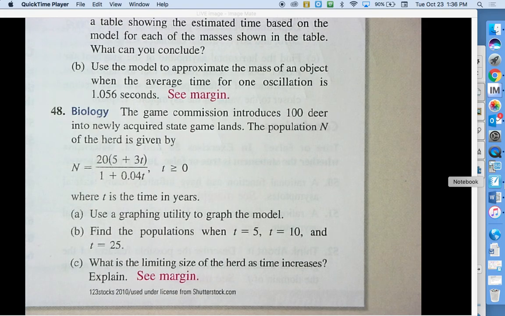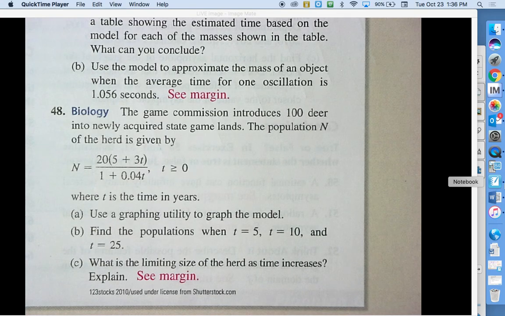So part B says find the population when t is 5. So after 5 years, what's the population? After 10 years, what's the population? After 25 years, what's the population? Which you can do just by plugging in 5, 10, and 25. And the goal is for you to see how much it increases.